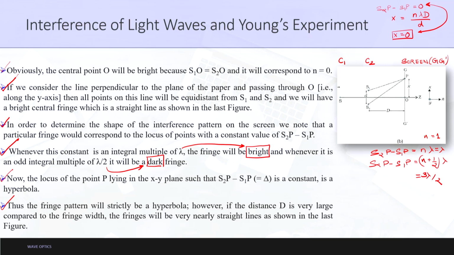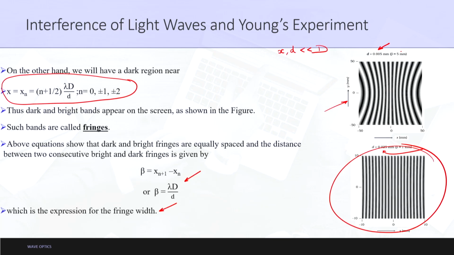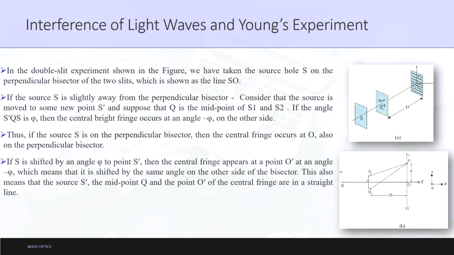However, if the distance capital D is very large compared to the fringe width, so what is the fringe width here? Fringe width is nothing but small b. In this case the fringe width was very large, which is 5 mm, and in this case it was small, which is 1 mm. So the fringes will be very nearly straight lines, as shown in the last figure. So this is also explained to you. This was the final conclusion of this slide. Moving on to the next slide now.